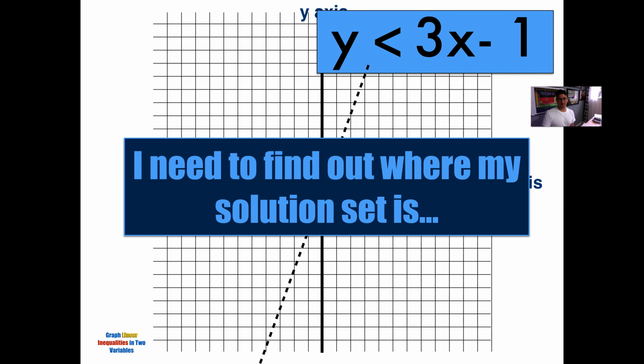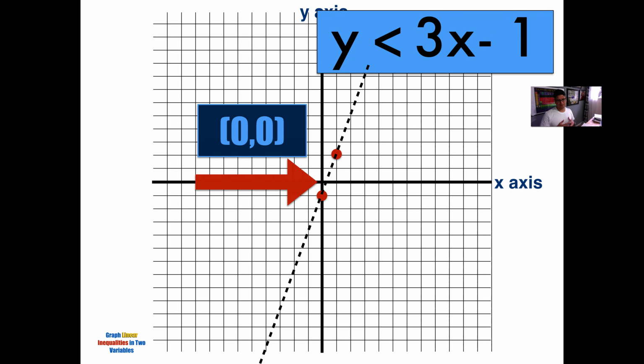So now I need to find out where my solution set is. In order to do that, I'm just going to find the easiest point on the graph, which is (0, 0). Using that point, let me go back, I'm going to replace my x with 0 and my y with 0 to see whether I make a true inequality or not.